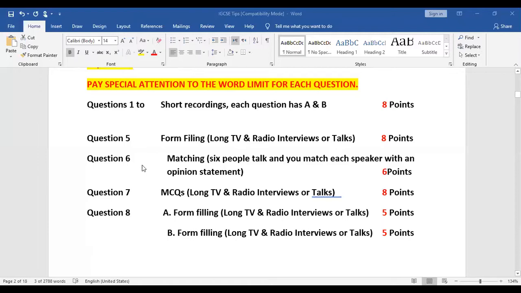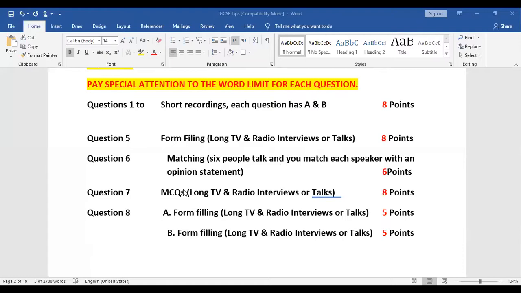Exercise or question six is the matching, where you listen to six people expressing their views, and then you have seven statements. So you have to match each statement to one of the six speakers, and you'll be left with one extra statement. Question seven, a more challenging question as well.